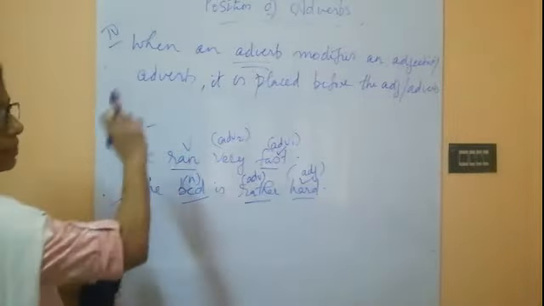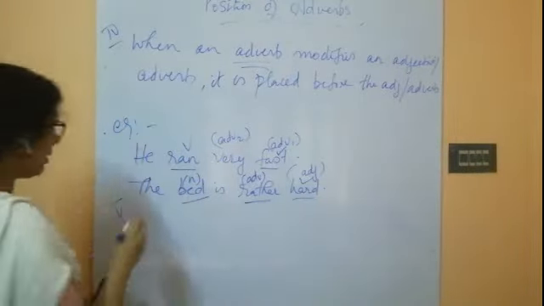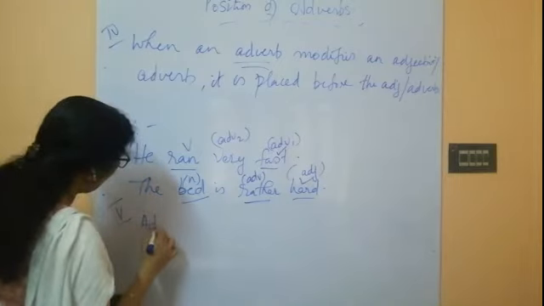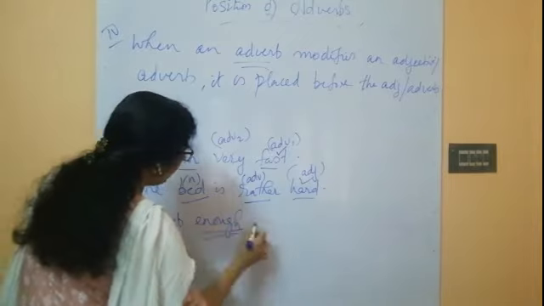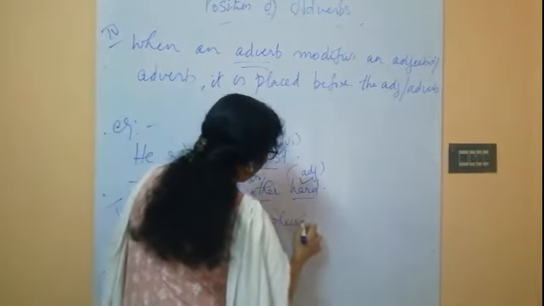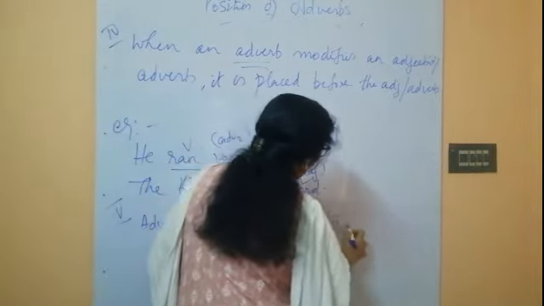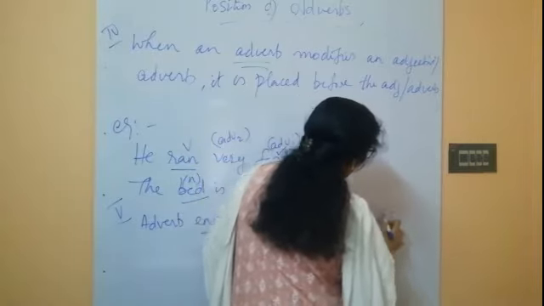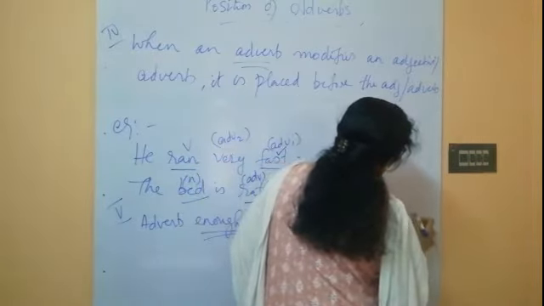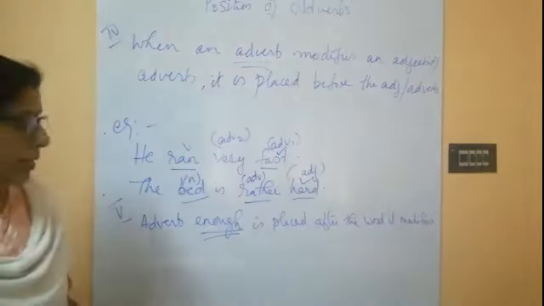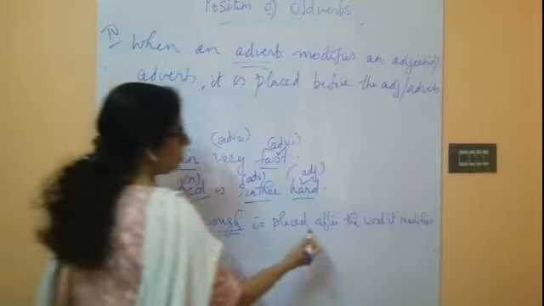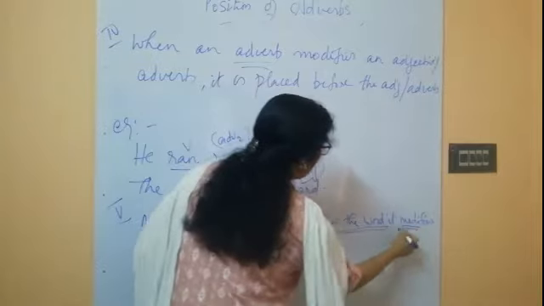So here it is placed before the adjective or adverb which it modifies, and the adverb enough is placed after the word it modifies. Okay, just the opposite of the previous rule. So in the previous rule, the adverb is placed before the adjective or adverb it modifies, and the adverb enough is placed after the word it modifies.